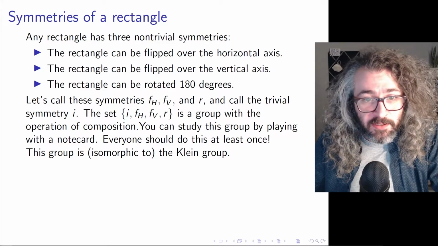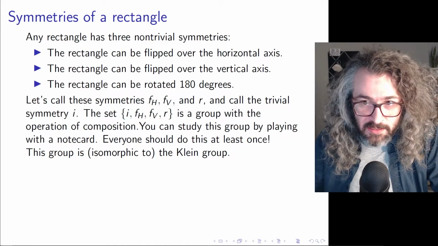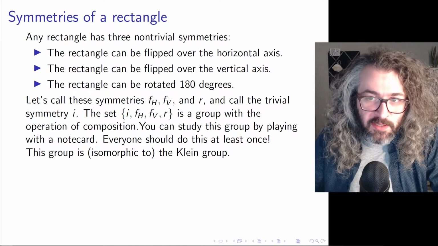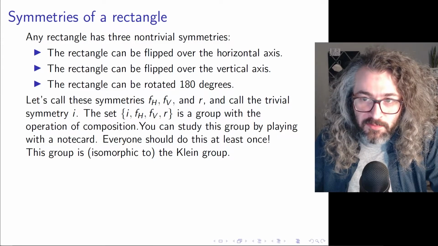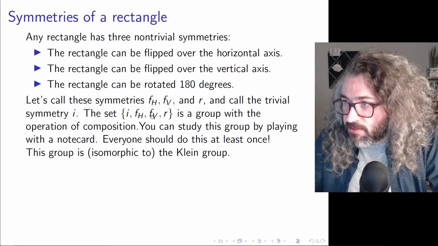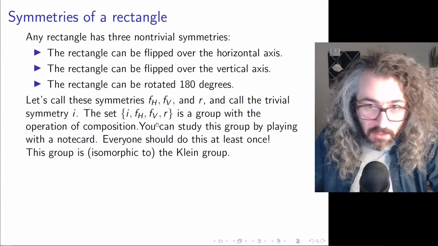So the main point here is this group is the Klein group. It's the exact same group as the one whose multiplication table I wrote down on the last page. The only difference is I've relabeled the elements. So in this group, things are called I, FH, FV, and R. And on the last slide, I called the elements 1, A, B, and C.